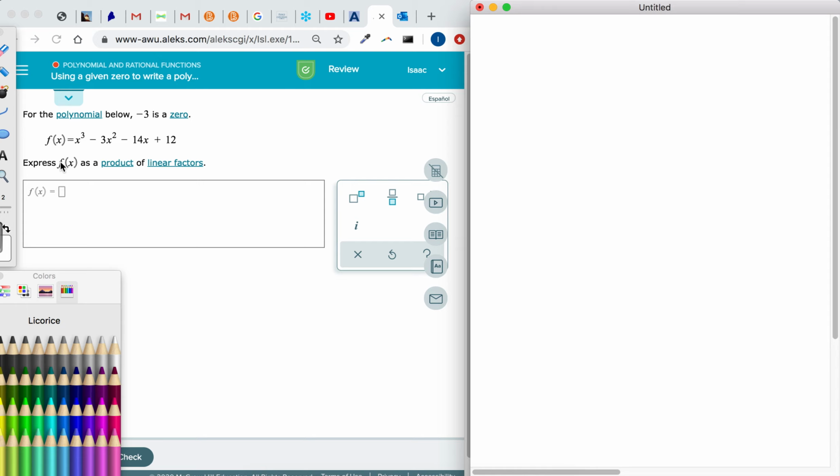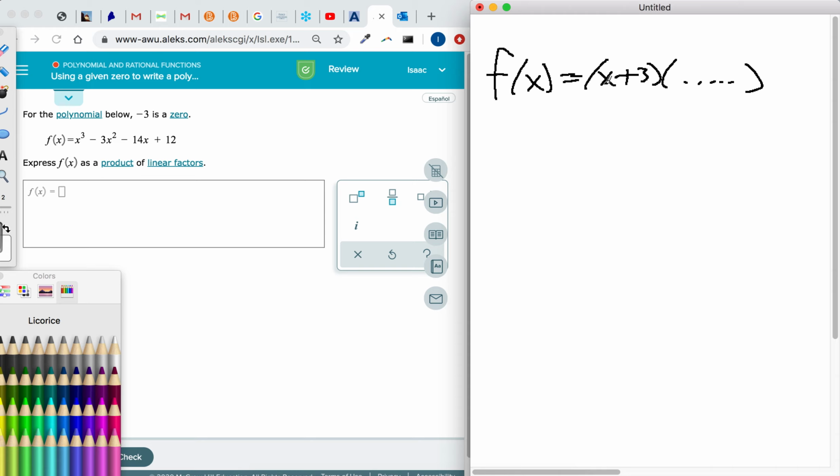So when you get the function f of x equals x to the third minus 3x squared, you can see it all here. Now if negative 3 is a 0, that means I can rewrite this function as x plus 3 times a bunch of other stuff over here. The reason is because if negative 3 is a 0, I should be able to plug negative 3 into this function and get out 0.